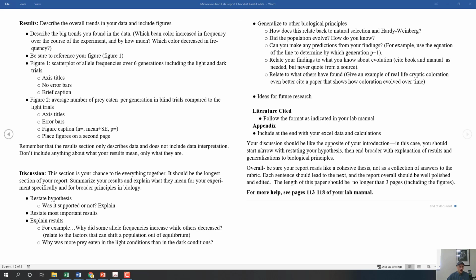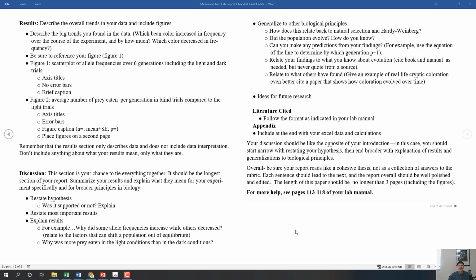So your discussion is going to be kind of like the opposite of your introduction. It's going to start narrow with what your experiment found out, what its hypothesis was, and then it's going to go broad and it's going to relate what you found out back to the overarching theme of natural selection. So it's going to go narrow to broad, and you can end maybe with a brief mention of what future experiments you might conduct if you were going to have a lab next week where you could design your own experiment to further your understanding.